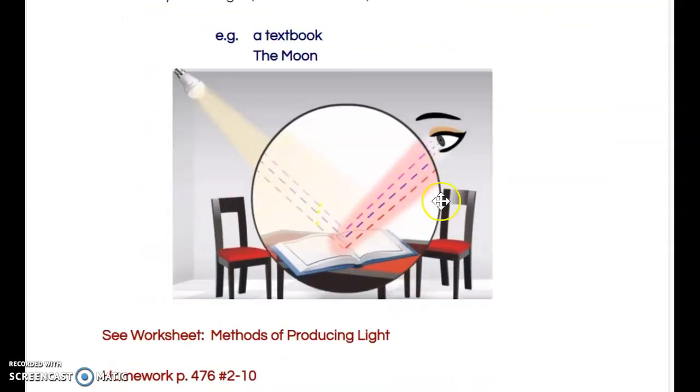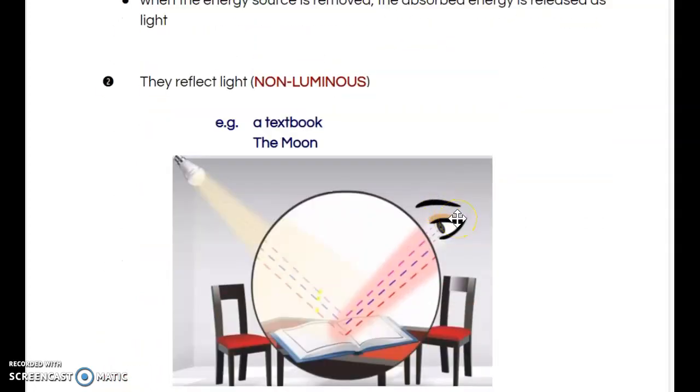The second type of object that we interact with and that we see are non-luminous objects. Mostly everything that we encounter are non-luminous objects. If you look at your tablet, non-luminous object. You're looking at your textbook, a non-luminous object. The desk is a non-luminous object. My coffee cup, non-luminous object. These objects do not produce any light by themselves. In fact, they reflect light.